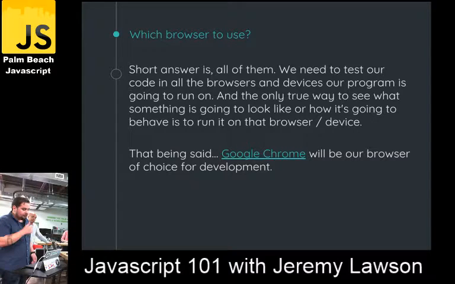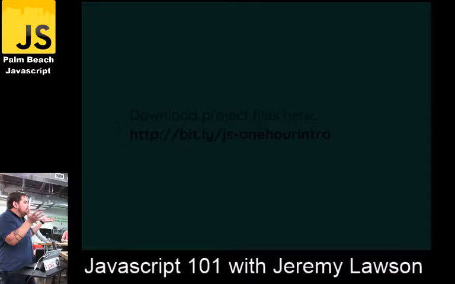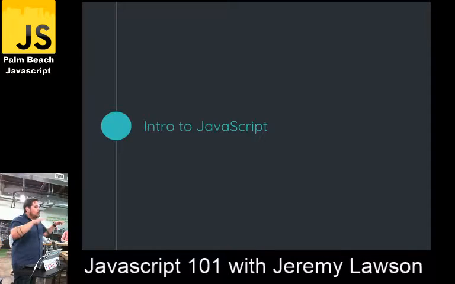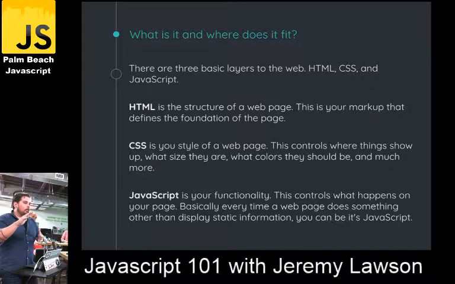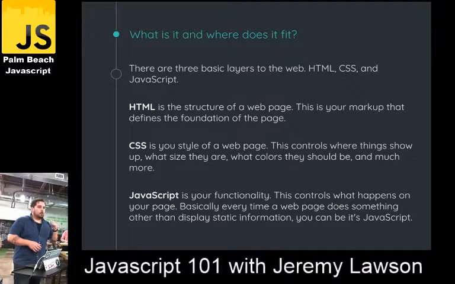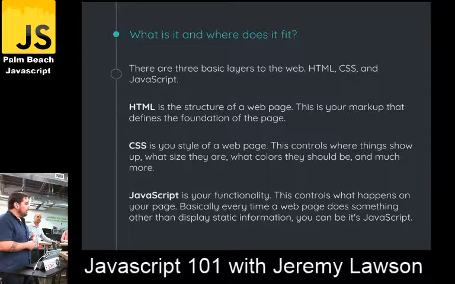So, intro to JavaScript. Where does it fit? We need to think about the layers of the web. I'm going to talk about the web from when it's in our browser, known as the client. Whatever browser we're looking at, Chrome, IE, Firefox, Safari, that's known as the client. There are three major layers. We have our HTML, which is our structure. We have our CSS, which is our style, our paint. And then we have JavaScript.